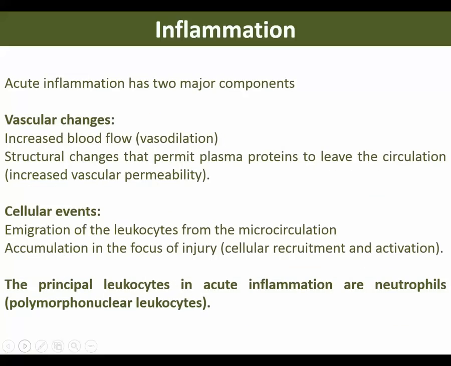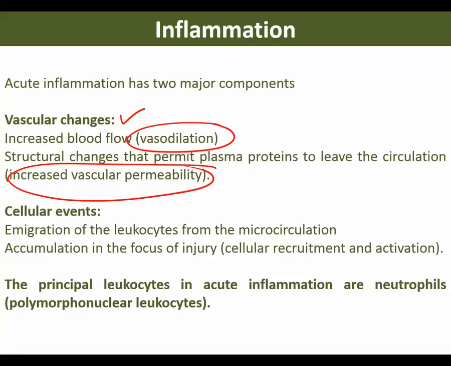Okay, so now coming to the 2 major changes that happen in acute inflammation. First is vascular change. The first thing that happens is vascular change. What is that? Vasodilation followed by increased vascular permeability. You all should be experts on this now. It is vasodilation and increased vascular permeability, basically by histamine. Then the cellular events follow. Cellular events are very simple. They take the neutrophil from the blood and throw it into the interstitium where it is needed.